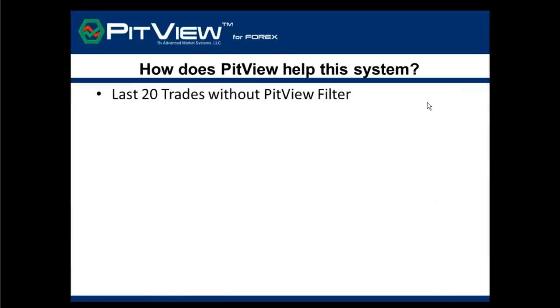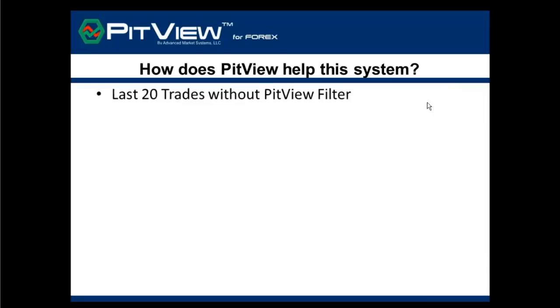I'll show you what that looks like because I always update my charts to show current results, if you will. How does PitView help this system is what most people are going to ask as far as this method when it comes to the entry and exits.